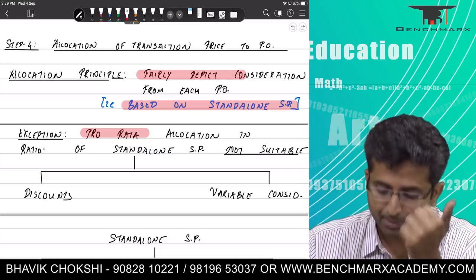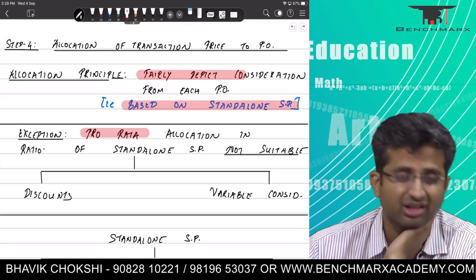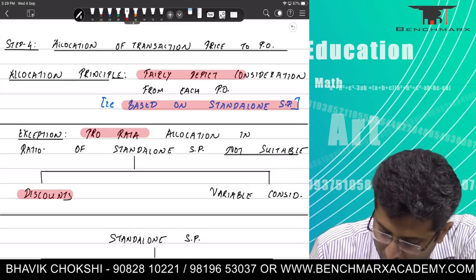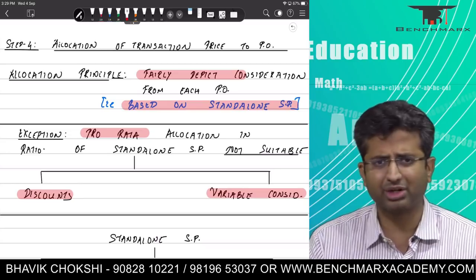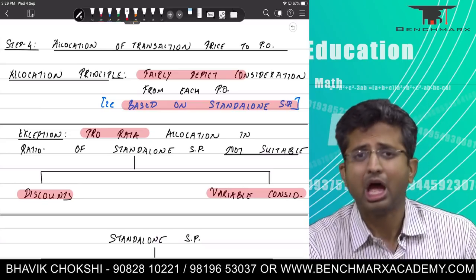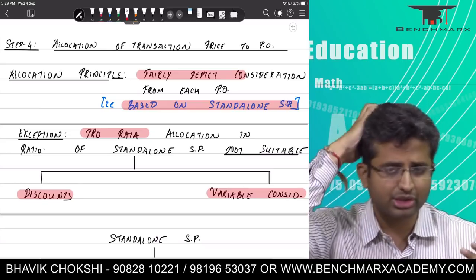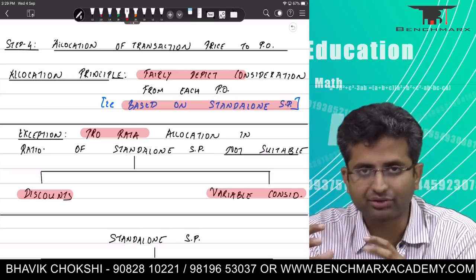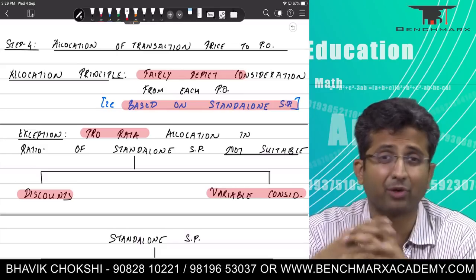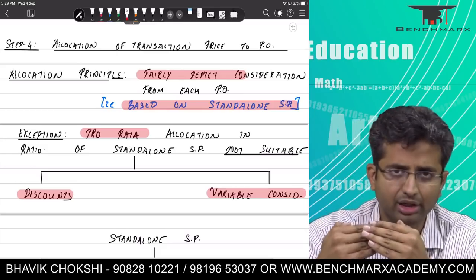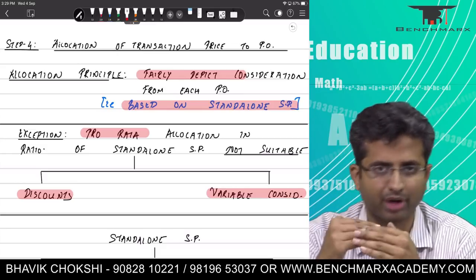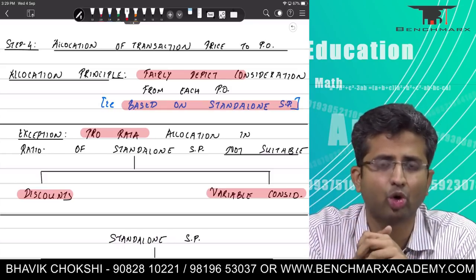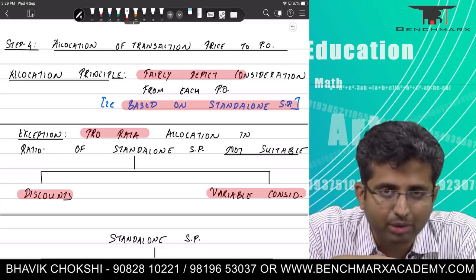There are two exceptions. First, the pro rata allocation in the ratio of standalone selling price is not suitable in case of discounts and in case of variable consideration. We'll quickly take examples for each of them. Usually performance obligations we will separate in the ratio of the standalone selling price. However, if there are discounts, for example if you are joining somewhere for 3 subjects, ideally the subject-wise price will be taken as a base and your total combo price will be allocated in the ratio of the 3 subjects' individual prices.